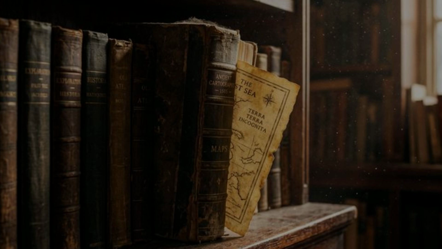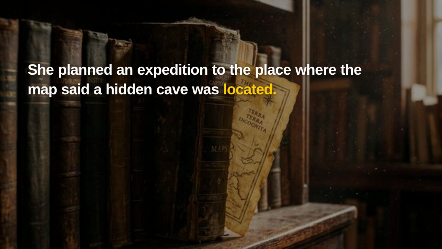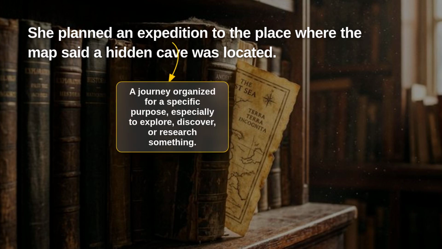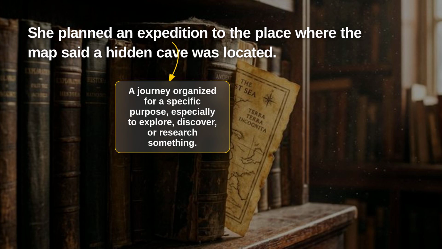Here is sentence 5. She planned an expedition to the place where the map said a hidden cave was located. Let me read it again. She planned an expedition to the place where the map said a hidden cave was located. Oh, this is getting exciting. Let's look at the word expedition. An expedition is a journey organized for a specific purpose, usually to explore or discover something. Scientific expeditions go to the Arctic. Mountain expeditions climb high peaks. Lena is planning her own expedition to find this hidden cave.